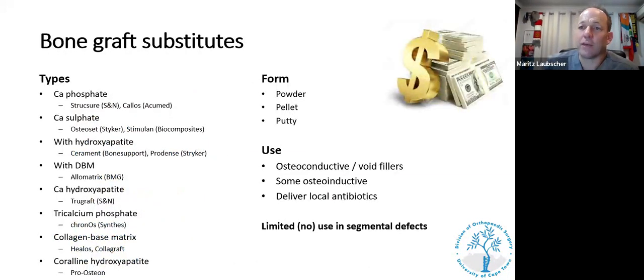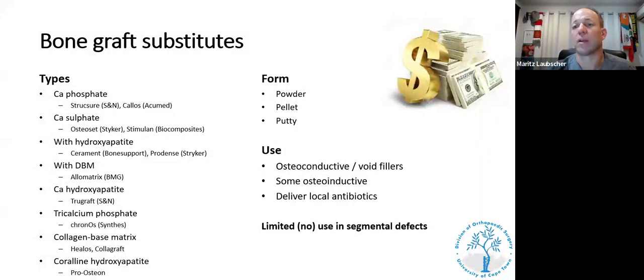Again, in a similar fashion, the synthetic bone graft substitutes. Now, I would say with the biphasic grafts like the calcium sulfate hydroxyapatite combos like Cerament or Proteins, there are some series showing small defects of maybe up to 1 centimeter that were successfully treated with synthetic grafts. I would say that's obviously the exception. Synthetic grafts are really useful as void fillers and specifically in infective cases to deliver local antibiotics, but they should have no or very limited use in segmental bone defects.